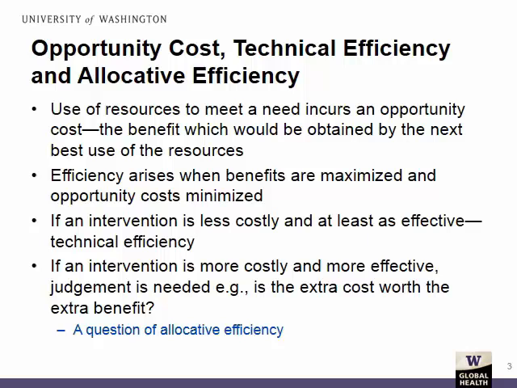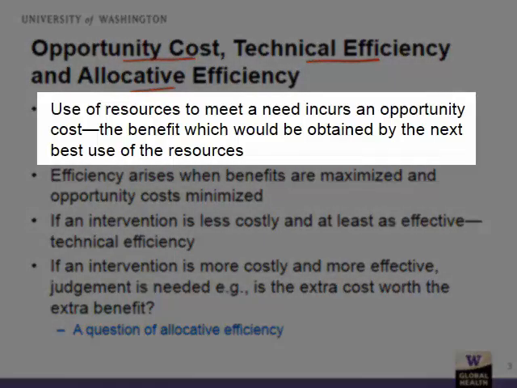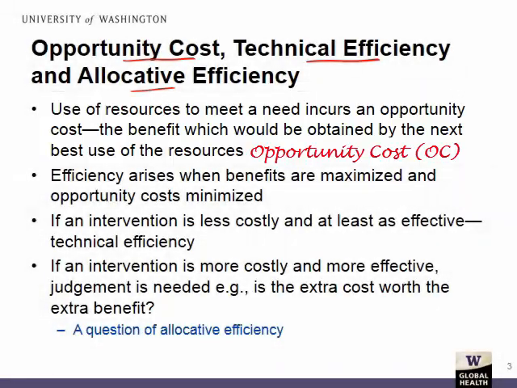We start out by looking at opportunity cost and technical efficiency, as well as allocative efficiency. When you use resources to meet some needs, the benefit which would have been obtained by the next best use of resources is what is referred to as the opportunity cost. So for example, the opportunity cost of your time right now listening to this video is what you'd otherwise be doing. Maybe you would be out having dinner with a friend, or you would be attending another class, or you would be doing something fun with your child. That's essentially the opportunity cost.